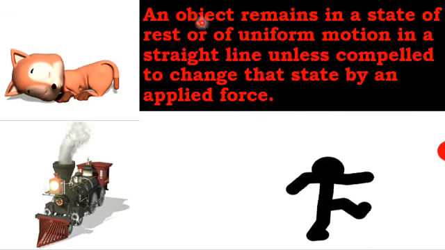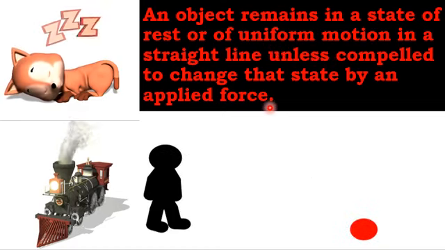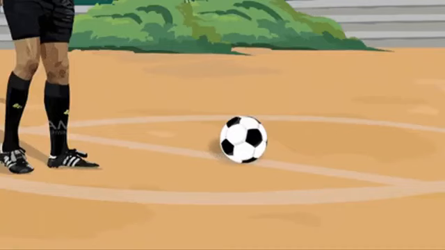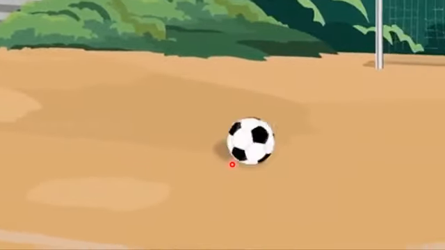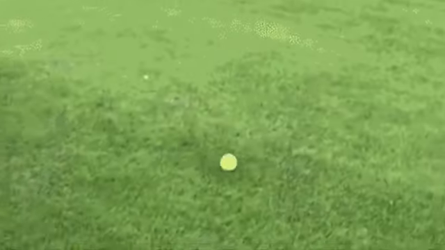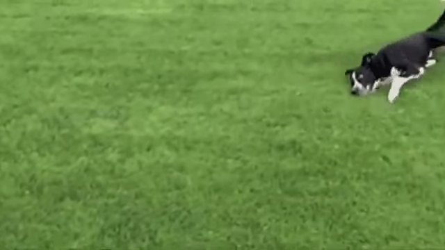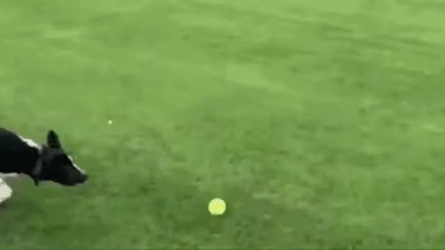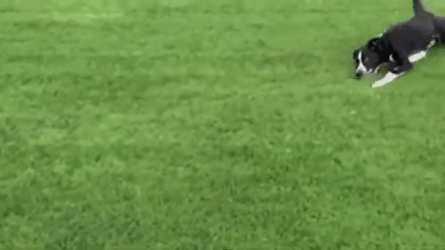So here you can see an object remains in a state of rest or uniform motion unless compelled to change by an applied unbalanced force. Only then the object will move. Even here, once you kick the ball, it is going to keep moving unless you have an external frictional force acting on the ball. Here you can see the dog was in motion. Though it tried to catch the ball, it still had to topple over because of its inertia of motion.